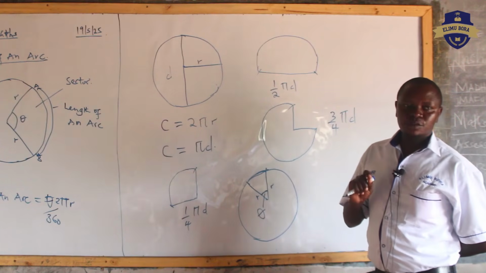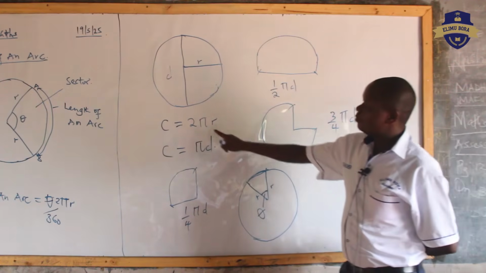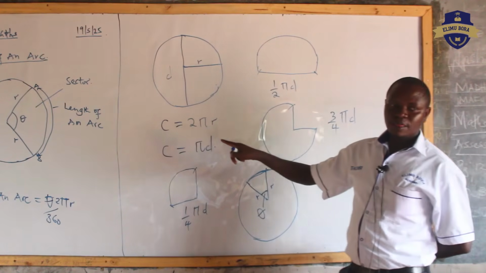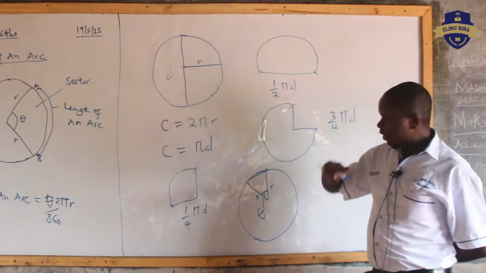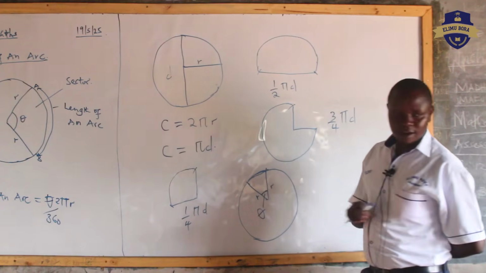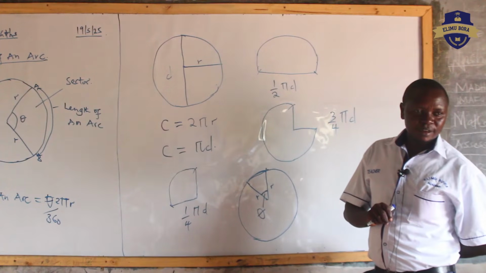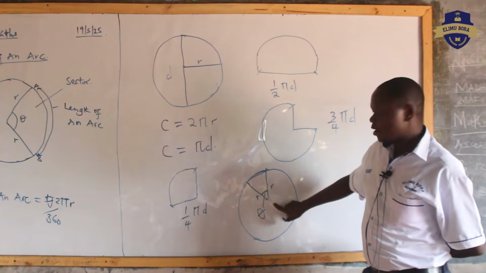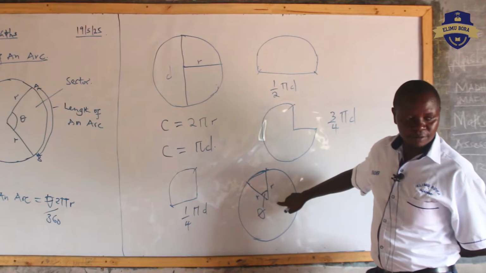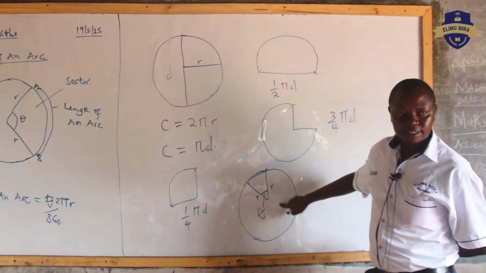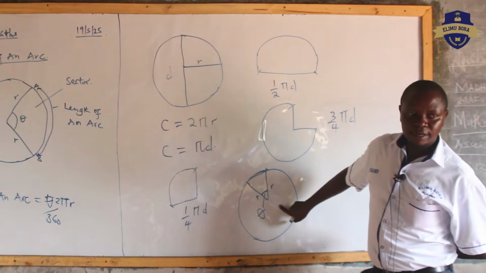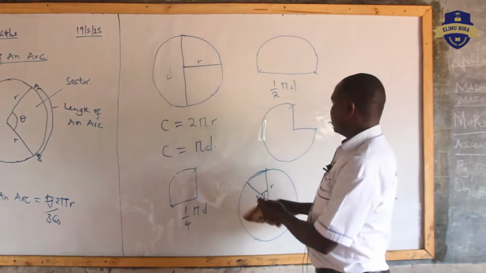Are we together? So we know 2 pi r is what? Circumference of a circle. But for our case, we only need to get the length of an arc, which has an angle that subtends that part of the arc or within the sector. So let us do some examples here.